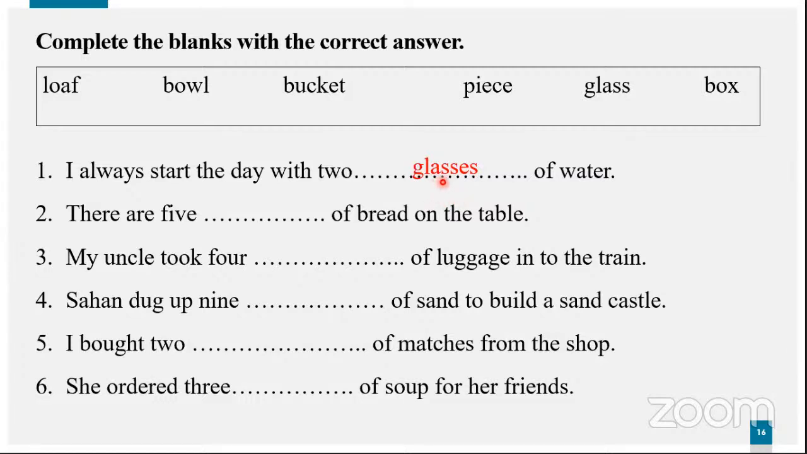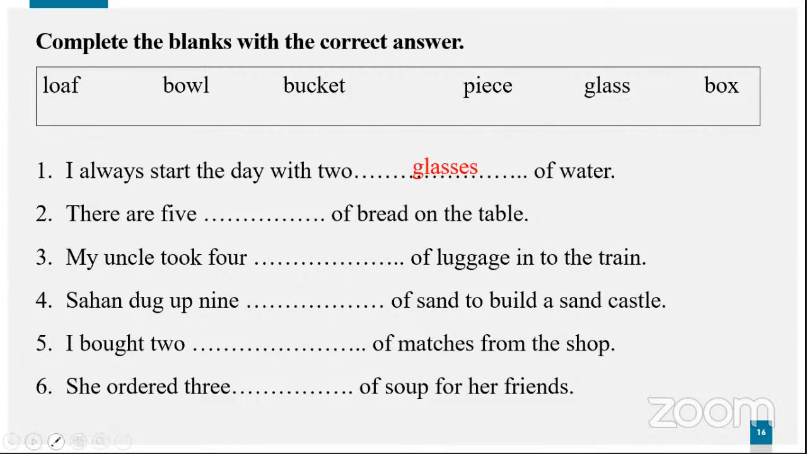The word glass ends with double S, so when we make it plural, we have to add es at the end, right? I always start the day with two glasses of water. Next one.